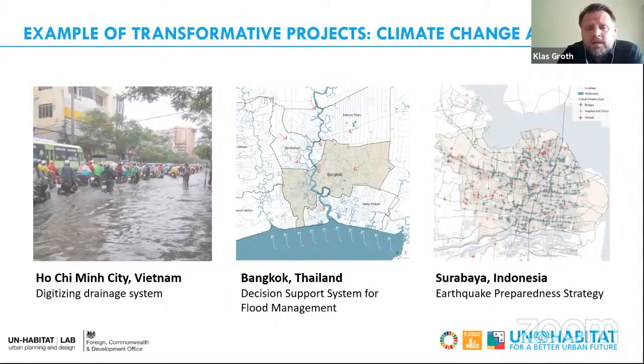The program has, as I said, 30 projects, and on the screen you now see 3 of these projects that directly address challenges in various urban contexts. In Ho Chi Minh City, there is a drainage system that is being digitized and put in place. In Surabaya, a preparedness strategy is prepared for earthquake preparedness. And in Bangkok, we are developing a decision support system for flood management, and we will hear more about this later.